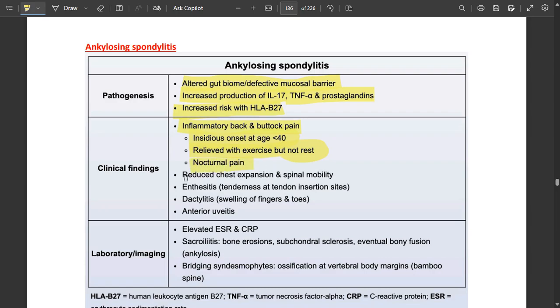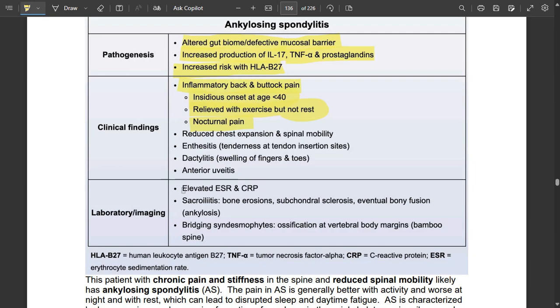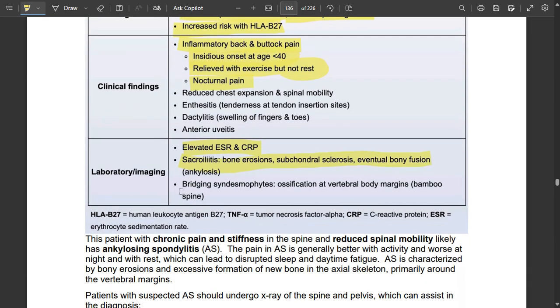Okay, nocturnal pain occurs, reduced chest expansion and spinal mobility, enthesitis, dactylitis, and uveitis, all of them can occur. Inflammatory markers like CRP and ESR are raised. Sacroiliitis, bony erosion, subchondral sclerosis, and ankylosis can occur. Bony ankylosis can occur. Syndesmophytes can be present. Osteopenia and bamboo spine can also be present.